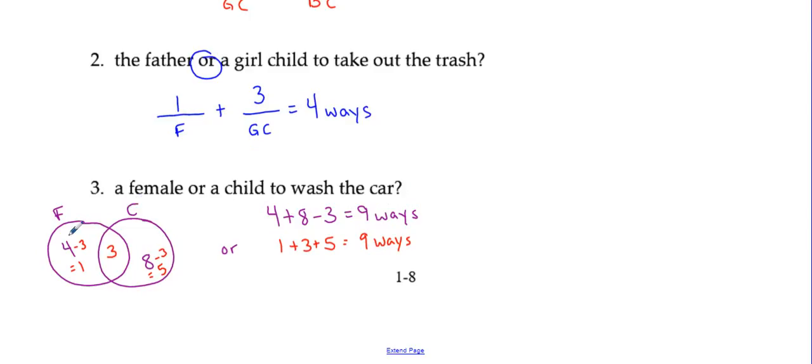If you did it the other method, there's only 1 female that is not a child. There are 5 children that are not females. So you could take the number of females that are not children, the number of both, and the number of children that are not females, and that also leaves you with 9 ways. That answer can be done in either one of these 2 ways.